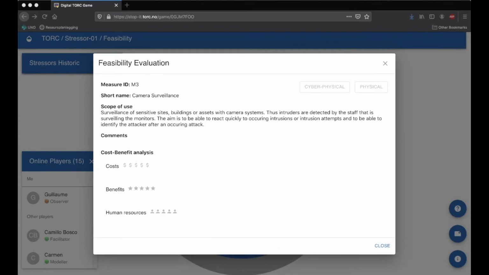So the cost, something like that. Benefits high, but the human resources are high. Exactly, yes. Yeah, because if you want a continuous control, you need some staff continuously checking the cameras.